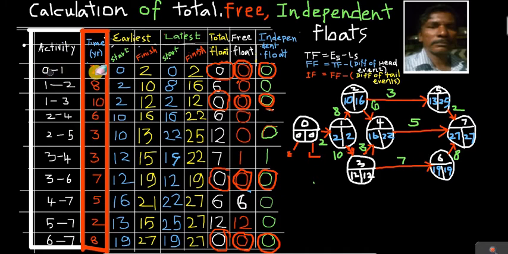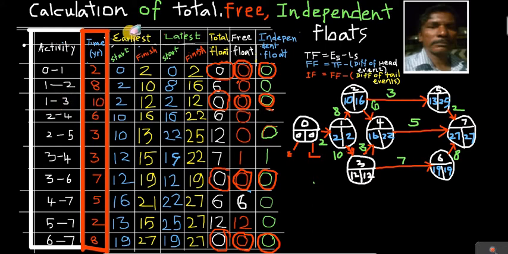First activity 0 to 1. The start is 0, start is 0. 0 minus 0, 0. So straight to total float we have to write in that particular column. Okay. Second activity, the start is what? 2, and here the latest start is what? 8. So what's the difference? Only you have to write the difference. 6 you will have.